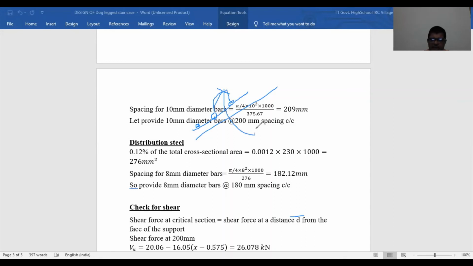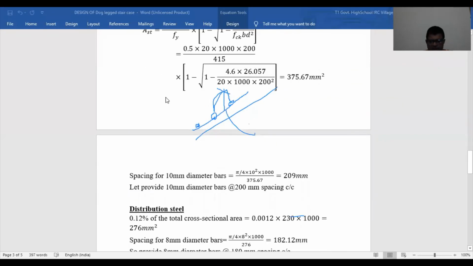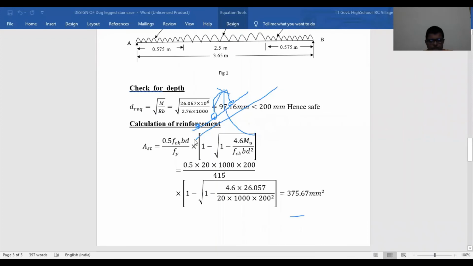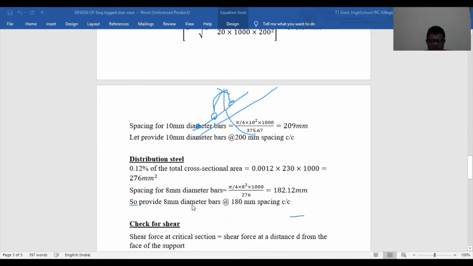The main steel is coming 10 phi at 200 center, and the distribution steel is coming 8 mm at 180 center. So this is the 10 mm at the rate of 200 center. We'll see the drawings, and here you will find the 8 mm bars. So this is the reinforcement detailing we have to find out.